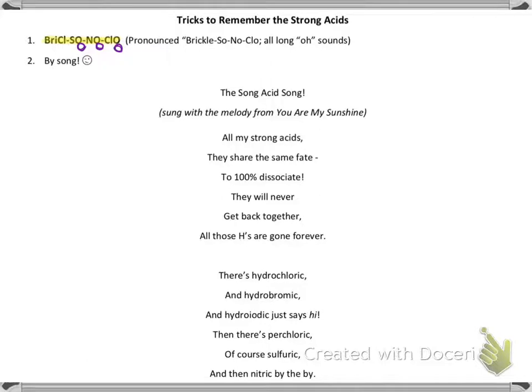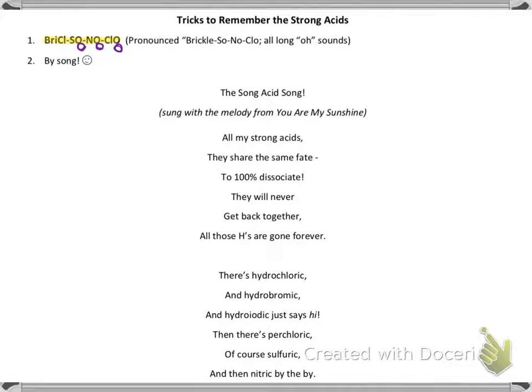There is also, of course, a musical way to remember, especially if you know the song, You Are My Sunshine. There is, believe it or not, an acids version. So this is something you could also use to remember not only the names of your strong acids, but what happens to them. So this is how the song goes.